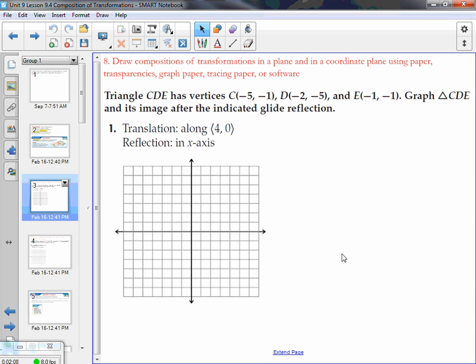Let's see how we can do. On page 645, let's take a look at number 1. Triangle CDE has vertices C, D, and E. Graph triangle CDE and its image after the indicated glide reflection. So go ahead and get out your graph paper, and let's graph this.